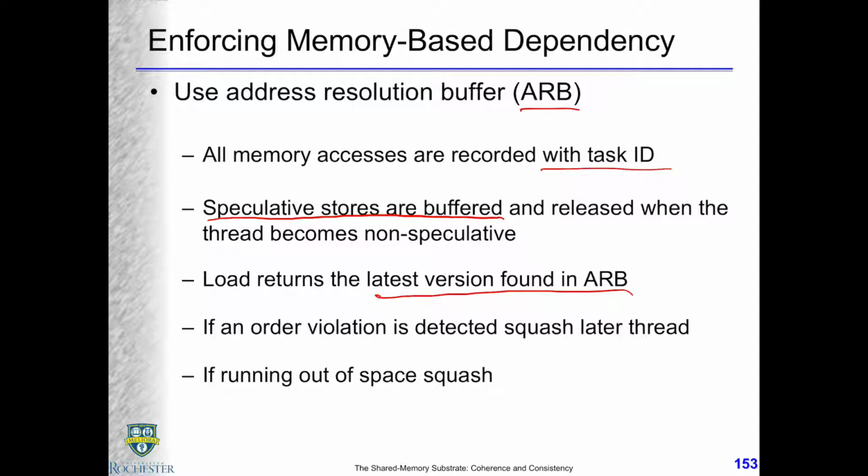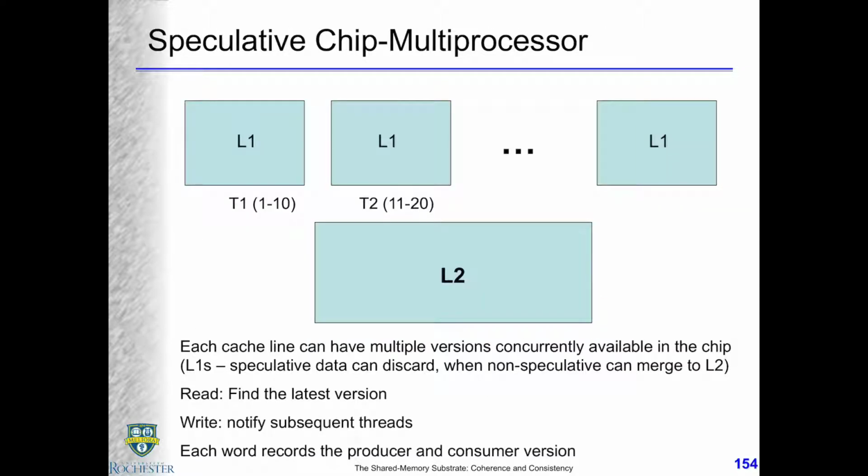What if you run out of space? You squash. Anything that didn't satisfy you, you squash. That's the general idea. Okay, so once you have this, you now have essentially out of order execution for lots of coarse grain concepts called threads. Okay, and that is one example of thread level speculation, or speculative multi-threading.